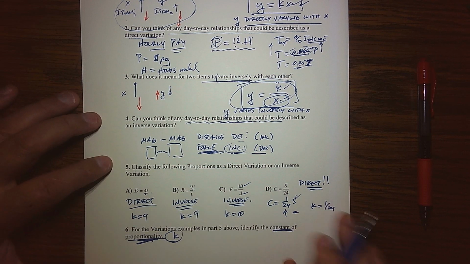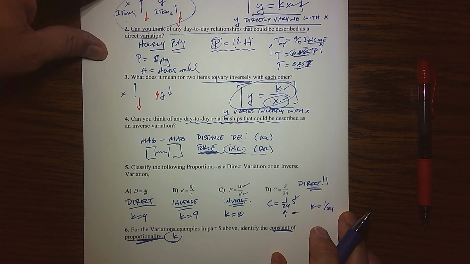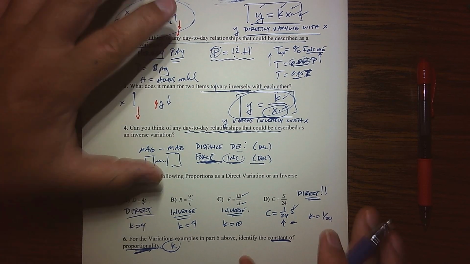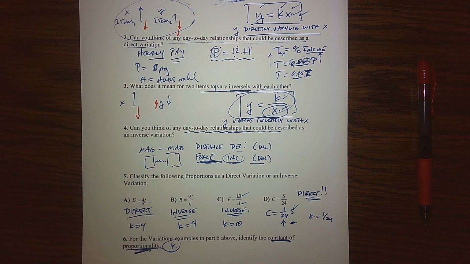So there is our initial view of direct and inverse variations. Now that we have the equation forms, let's go do some more math.